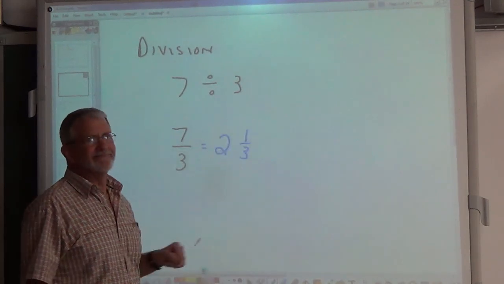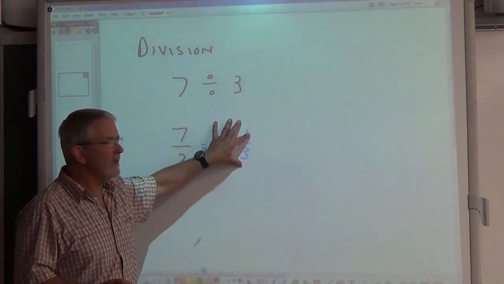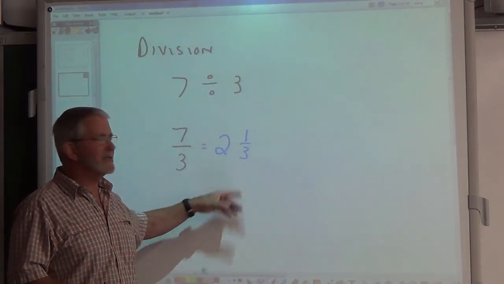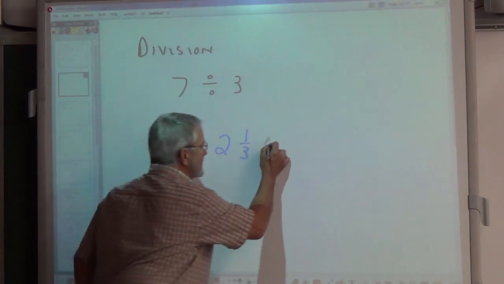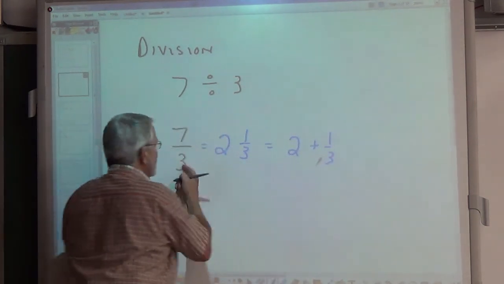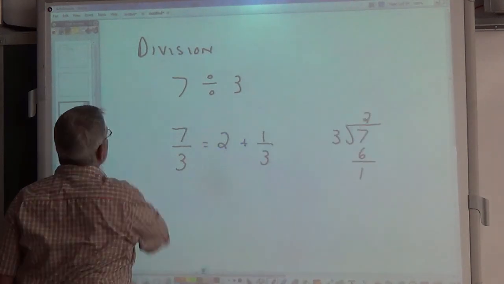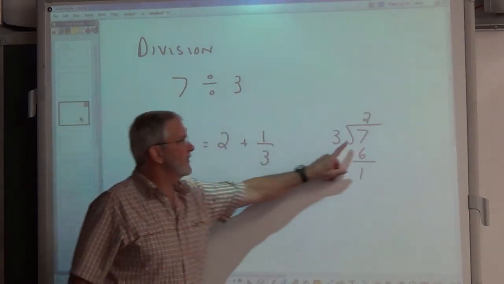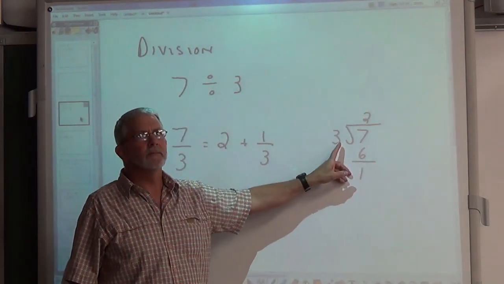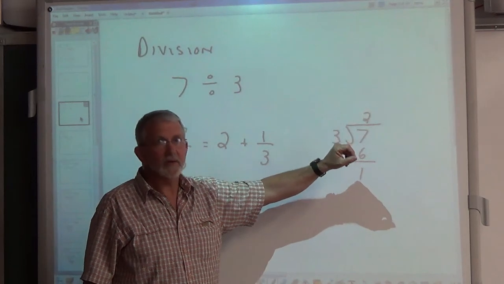2 and 1/3 is really funky notation for mathematicians. You never imply addition. What this really means is 2 plus 1/3. And that's what 7/3 is equal to. How did I get that? Here's how I got it. Well, if I do the division here, this is your elementary long division.